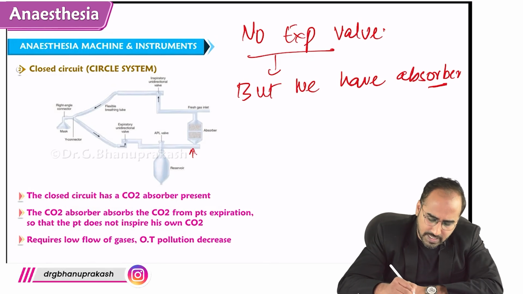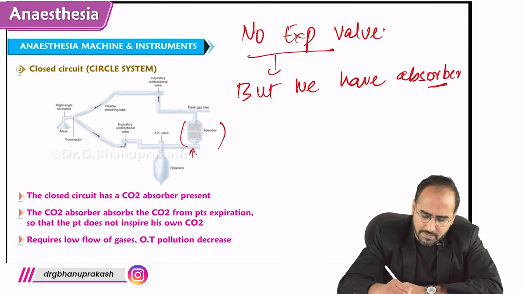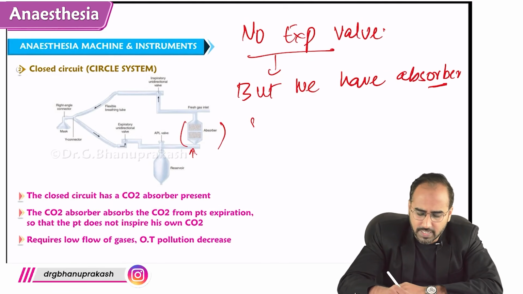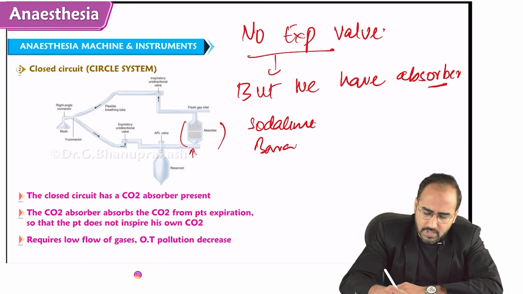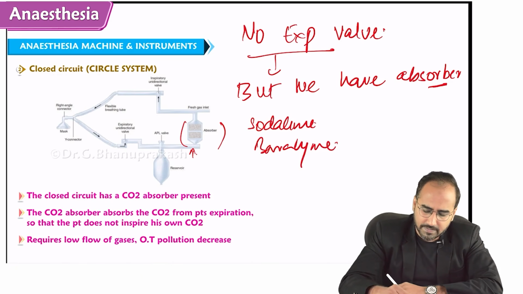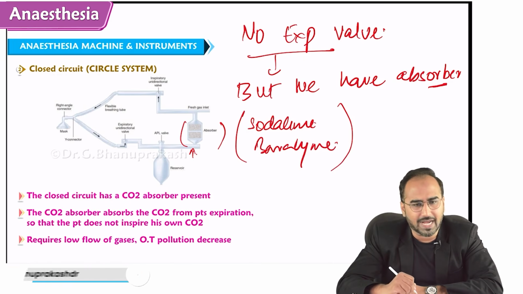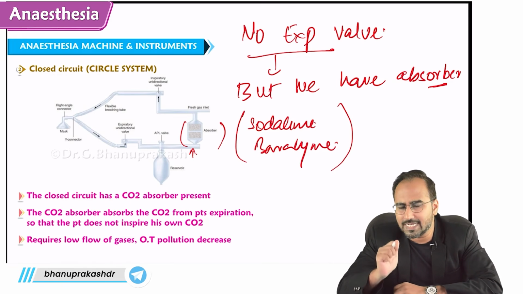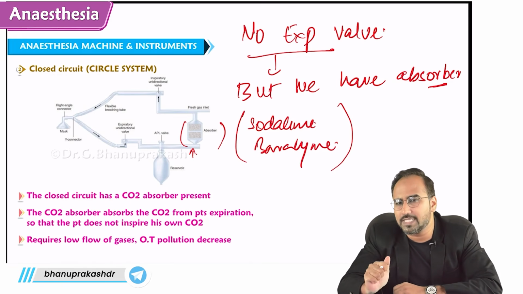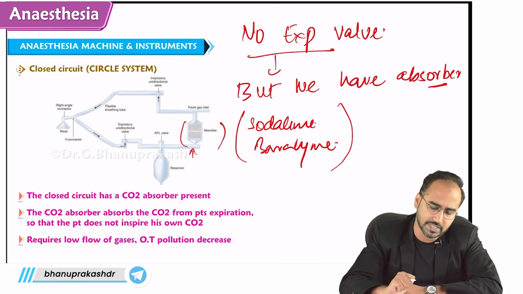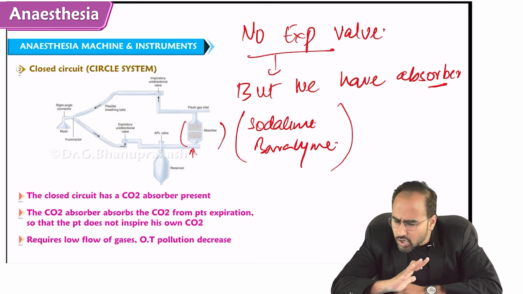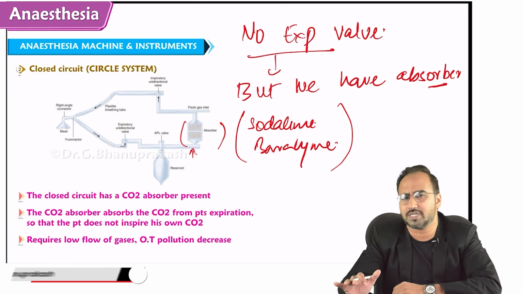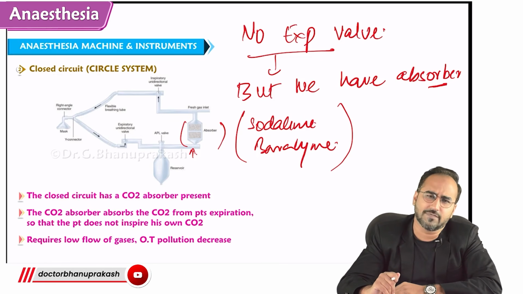What is that absorbing chamber called? Carbon dioxide absorber. The material that we use is either soda lime or Baralyme. So in a closed breathing circuit, the heart of the closed circuit is the absorbing chamber that absorbs carbon dioxide. As it has a carbon dioxide absorber, there won't be any operation theater pollution.